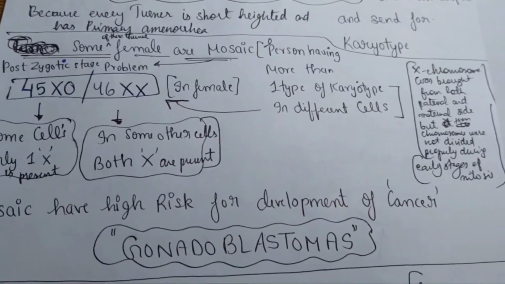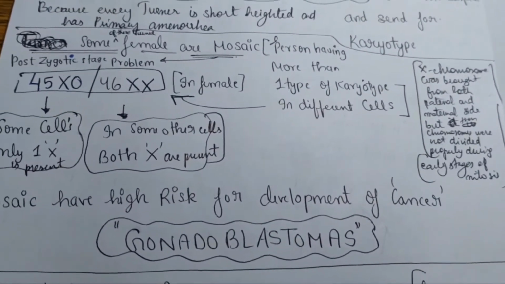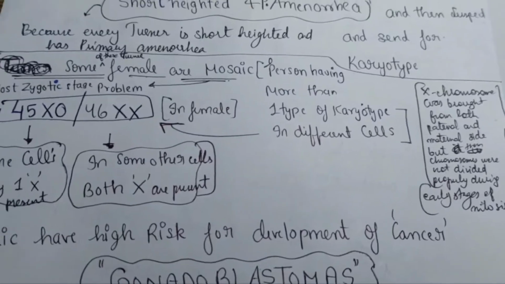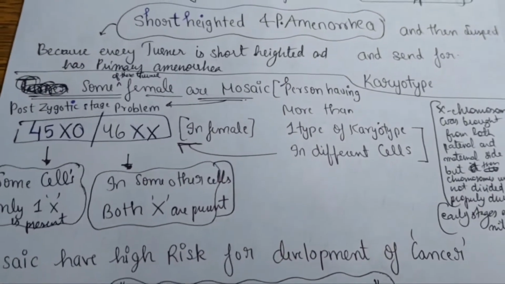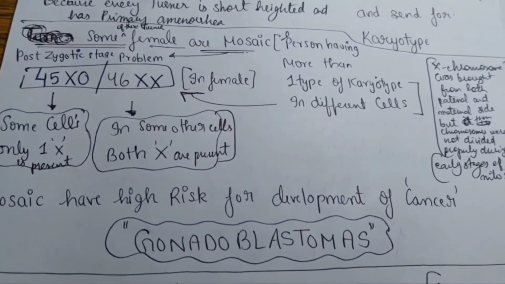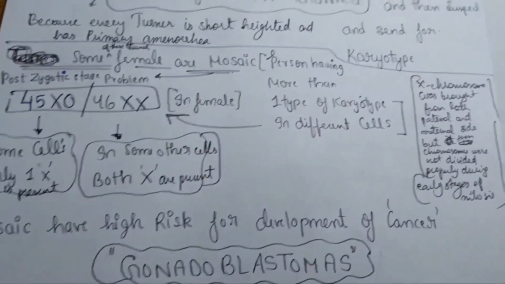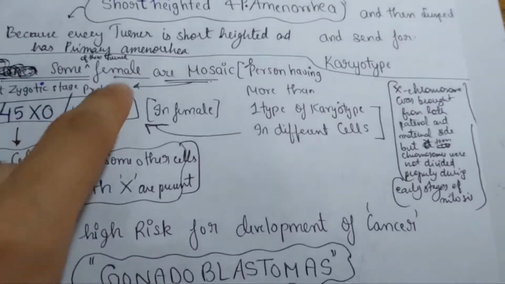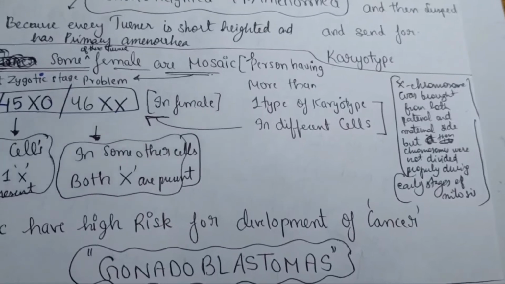Now we are going to discuss an example in which the X chromosome was brought from both the paternal and maternal side in normal fashion, but the division of chromosomes was not proper during early stages of mitosis, during the early life of the fetus, and that resulted in the person suffering from Turner syndrome. So this is a post-zygotic stage problem, and such a Turner syndrome female is called mosaic.